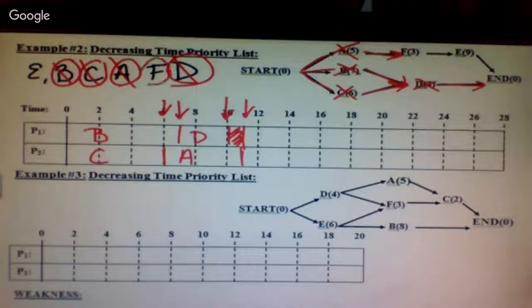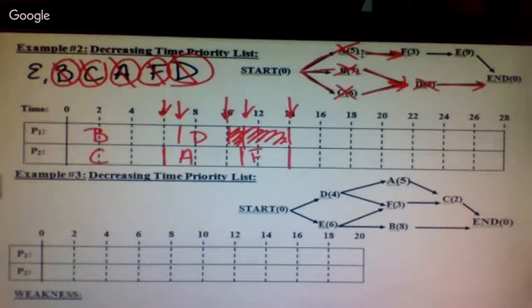F. Okay, I've got 2 processors open and only 1 task. You can assign it to either processor. Where would you like it to go? Second one. Okay, so that means the second one's going to work till 14. Well, if processor 1 has nothing to do, they're going to idle clear till F is done.